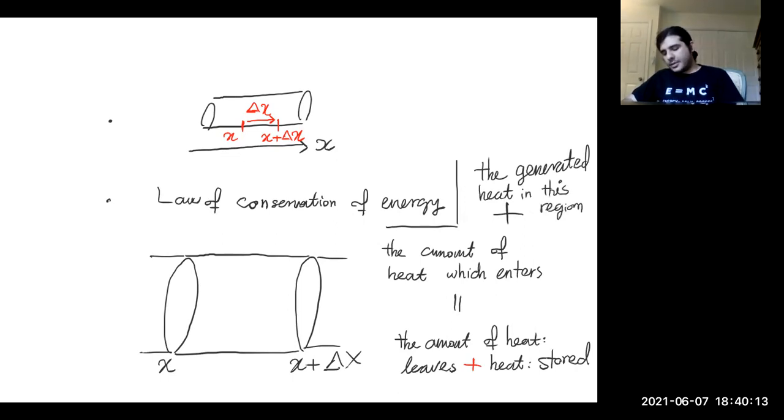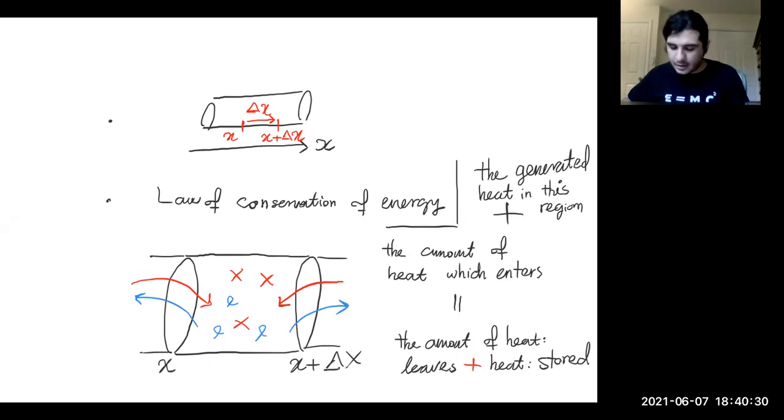So there are some things coming inside, and there is some amount of heat generated here. This quantity should be equal to the amount of heat which stays here plus the amount of heat which goes outside. And that would be the conservation of energy. Or, well, here it seems it's conservation of heat for us.